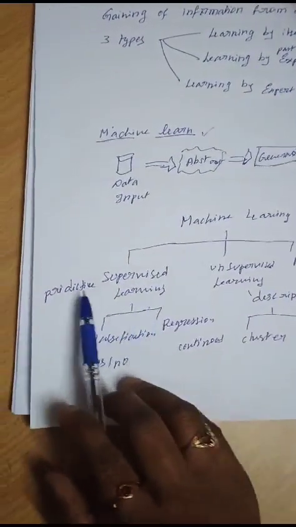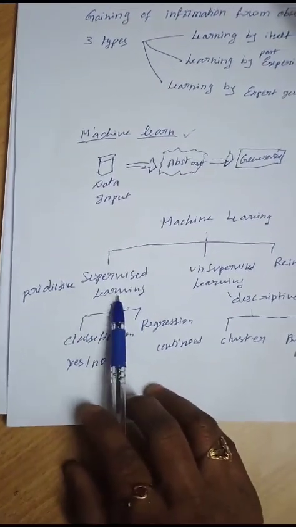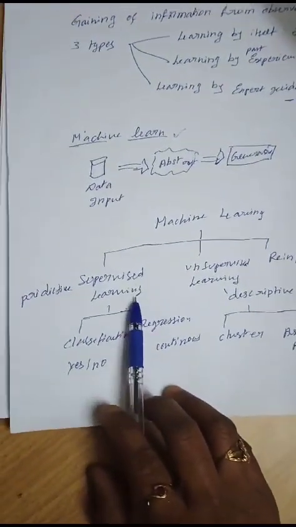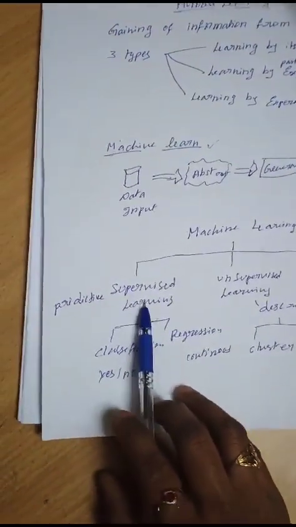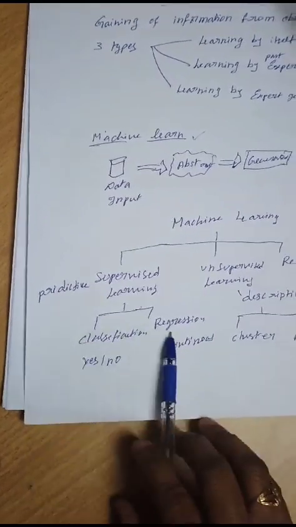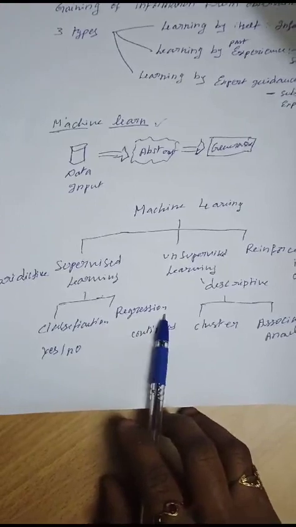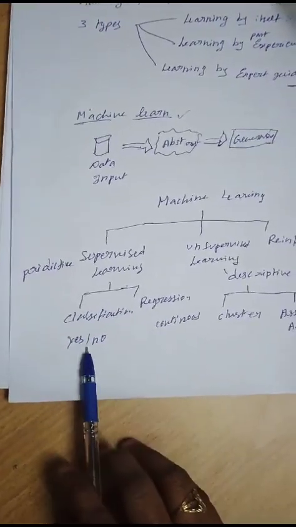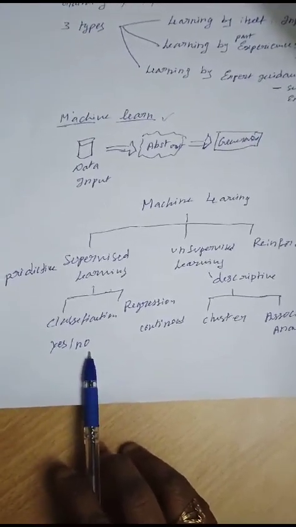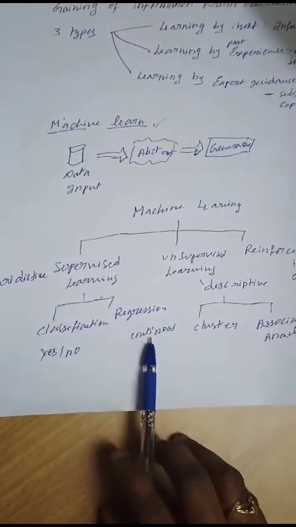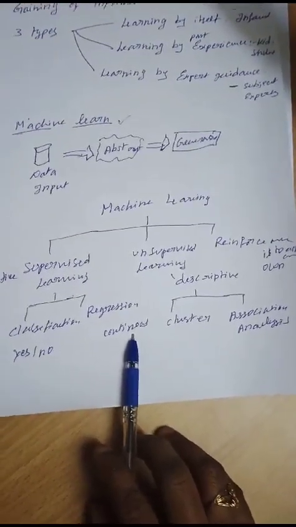Supervised learning is a predictive learning, meaning future analysis and prediction based on these algorithms. Supervised predictive learning can be divided into two types: classification algorithms and regression algorithms. Classification algorithms predict yes or no results for future analysis, and regression learning deals with continuous variation in future learning.